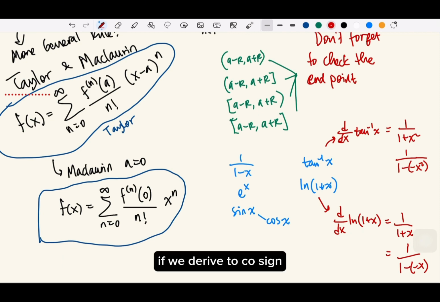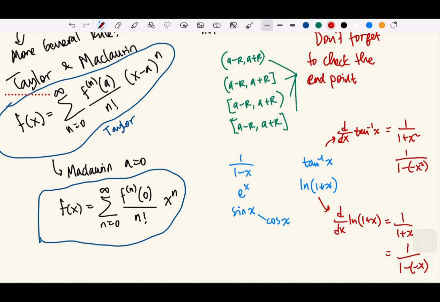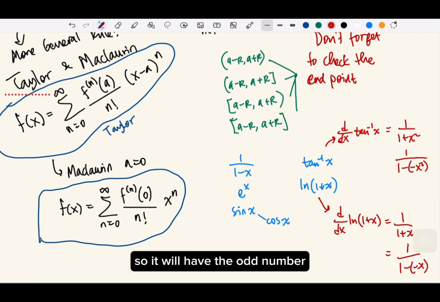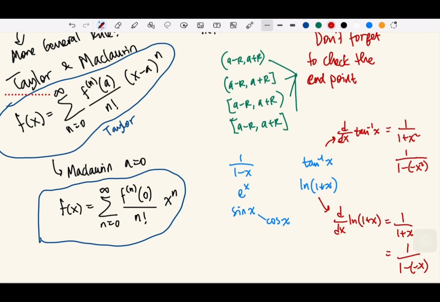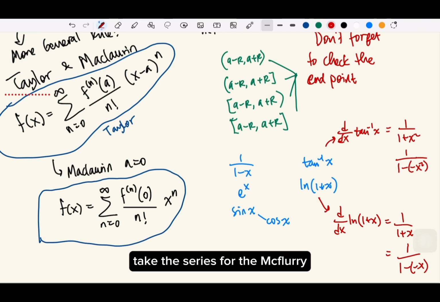Because if we derive cosine, negative sine, and then negative cosine, and then you can have some terms. Maybe 4 terms is enough. You will see that whenever we have the sine, it will be 0, so it will have the odd number in it. And if you would like to know the cosine for the Maclaurin series, then you could derive it from sine. So derive the power series.